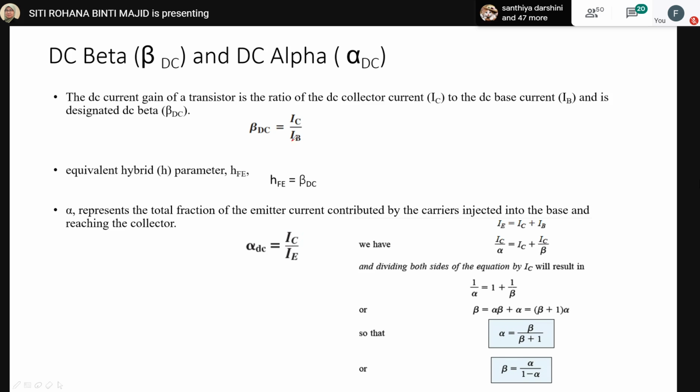So that means we can correlate beta and alpha by doing this simple derivation. From this equation, we have that alpha equals beta over beta plus 1, and beta equals alpha over 1 minus alpha. These two equations for alpha and beta actually derive from a very simple equation. You just substitute these two equations, and then you get the alpha and beta equations.